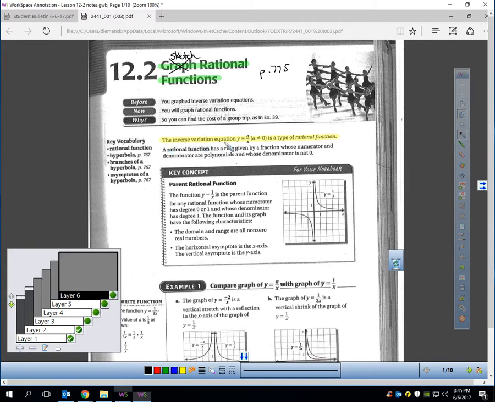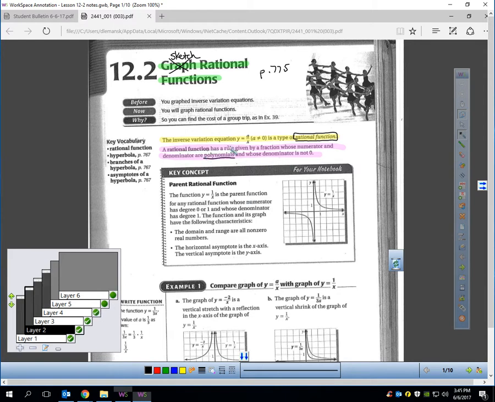The inverse variation equation, y equals a over x, which you learned in the last lesson, is a type of rational function. So not only were these called inverse variation, they're also known as rational functions. A rational function has a rule given by a fraction, you notice a fraction here, whose numerator and denominator are polynomials and whose denominator is not zero.